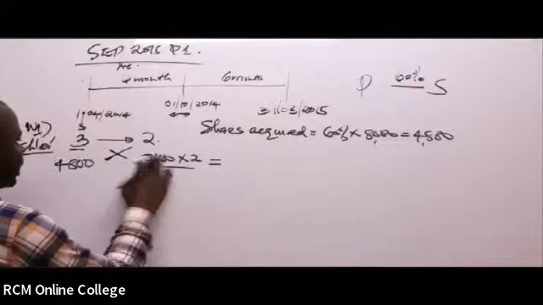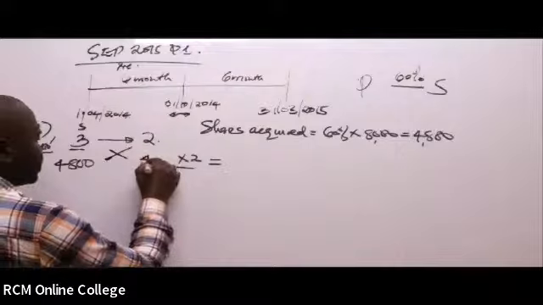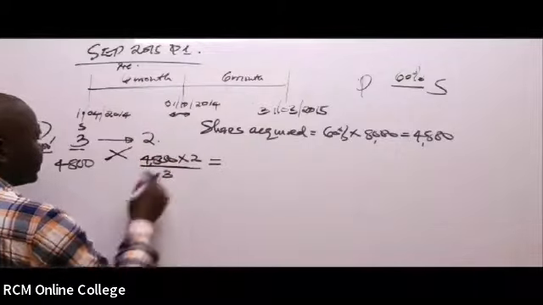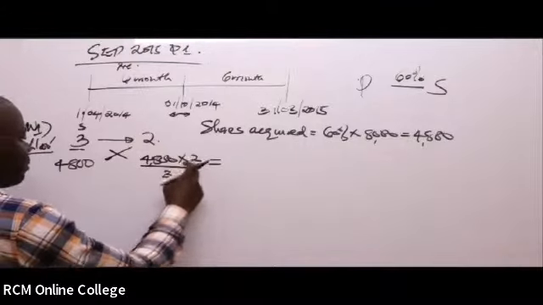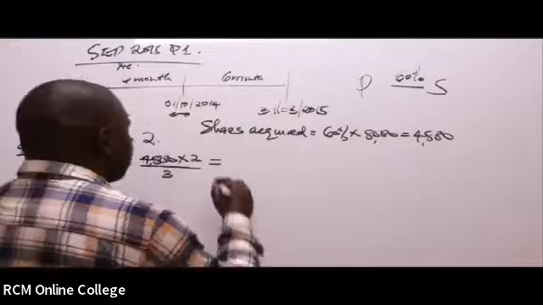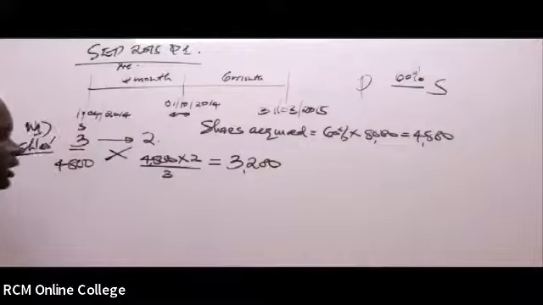Then for us to know how many shares they ended up getting, it will be 4,800 multiplied by 2 over 3, since they acquired 60% in that exchange. So I think you can get the correct figure. You'll get 3,200 shares. So they did what we call a share exchange.